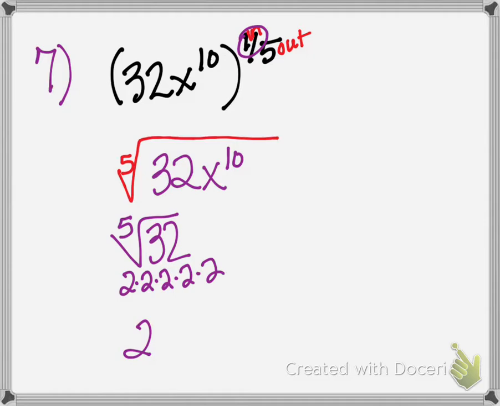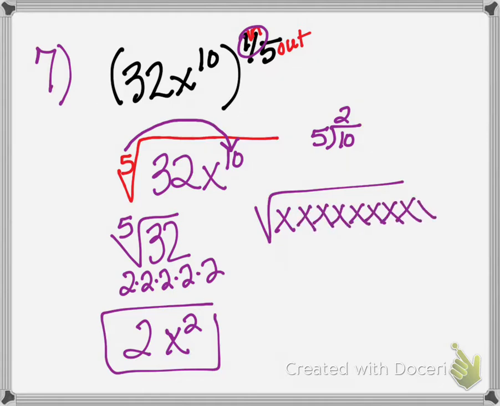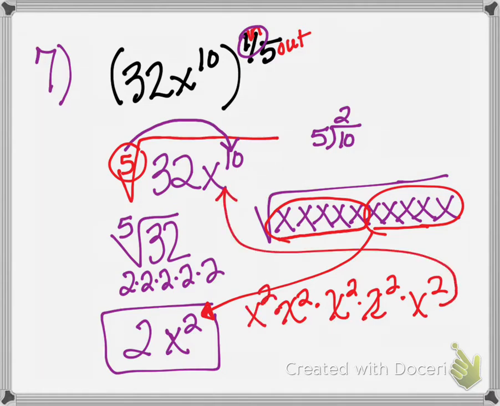So 2. And then remember from section 8.1 that the rule here, the quick way to do it, is to see how many times 5 goes into 10, which is twice. So we would have x squared. Now another way to think of it, as we have 10 x's, this is why we learn those rules, because this would take longer. And then our index is a 5. And that's how we know the exponent here is a 2, because x squared multiplied 5 times would get us x to the 10th.